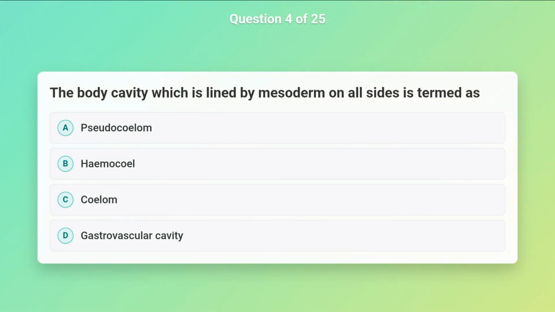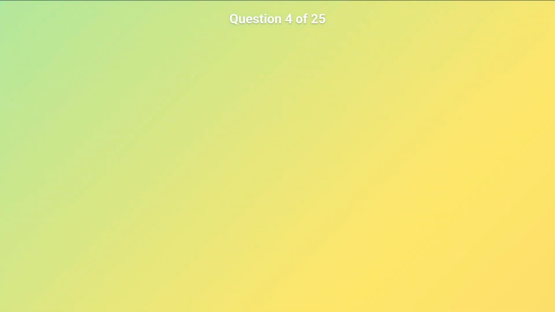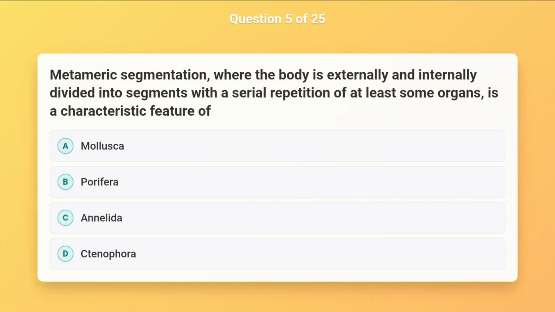The body cavity which is lined by mesoderm on all sides is termed as coelom. Metameric segmentation, where the body is externally and internally divided into segments with a serial repetition of at least some organs, is a characteristic feature of Annelida.